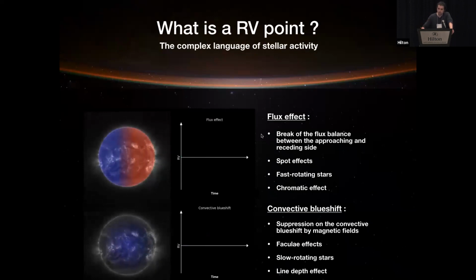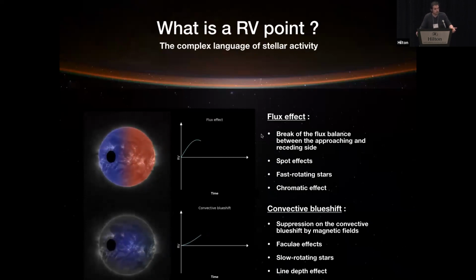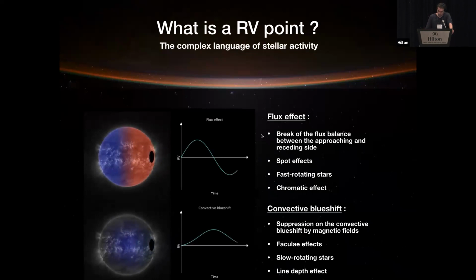Typically, if you think about designing a sample of stars that you would like to observe, the flux effect dominates for fast rotating stars, whereas the inhibition of the convective blueshift dominates on slow rotating stars. So it can have an implication for the kind of star that you want to observe.